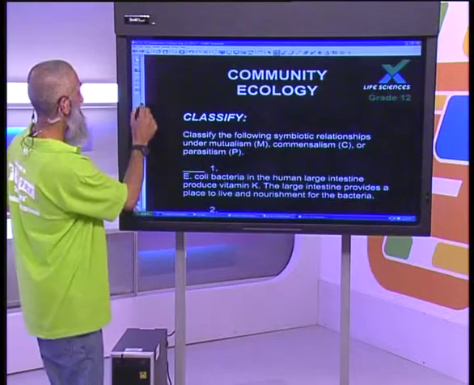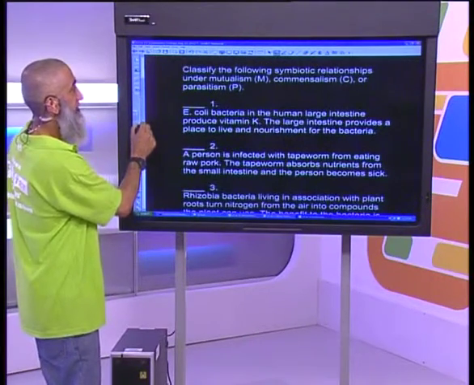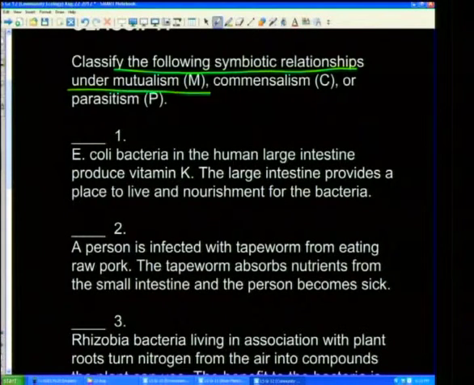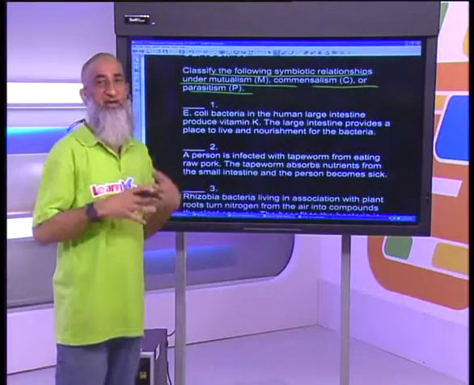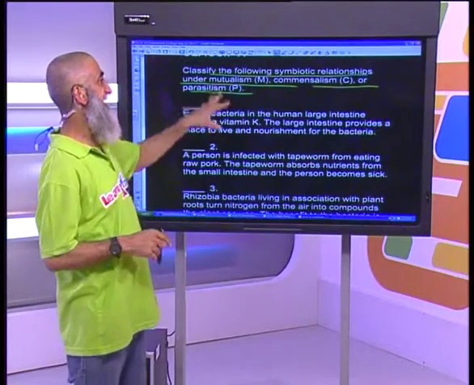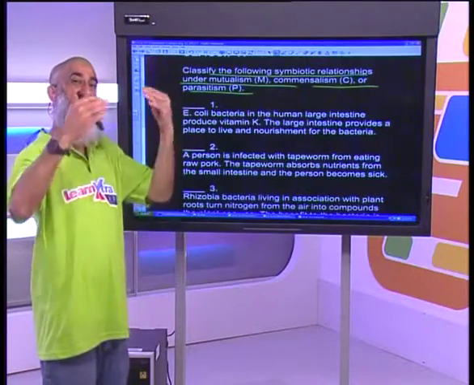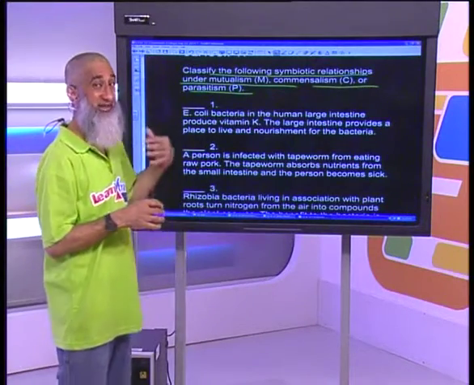All right, let's start with this one. The question is very simple. It says, classify the following symbiotic relationships under mutualism, commensalism, or parasitism. In our national exams and in our provincial exams, we rarely get questions like this, so long with this type of thing. This is more an exercise than an exam question.